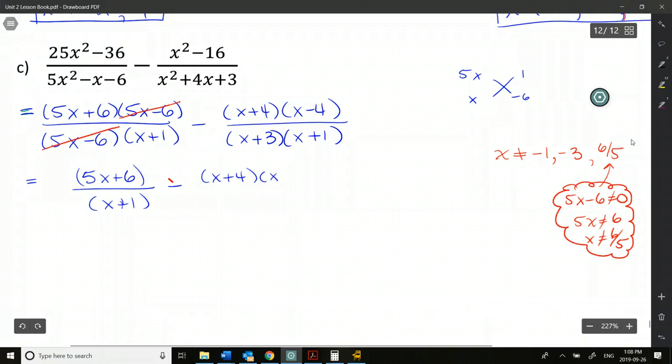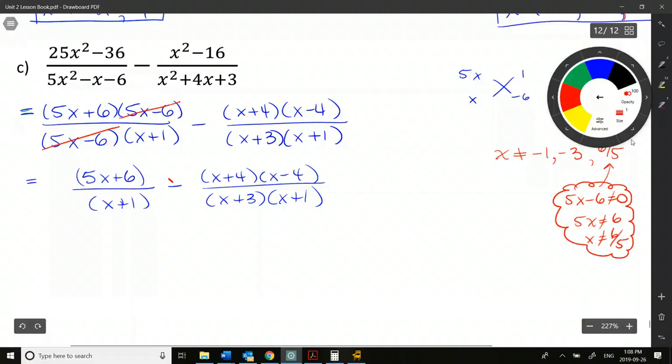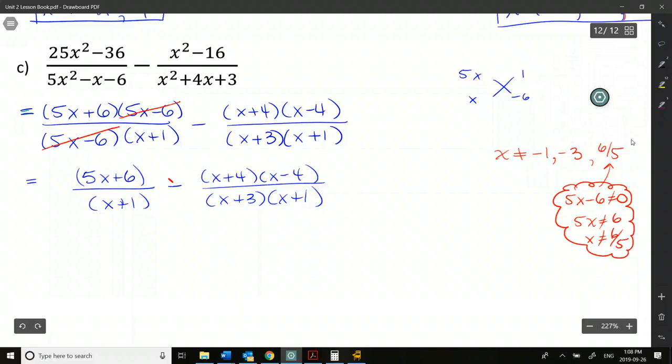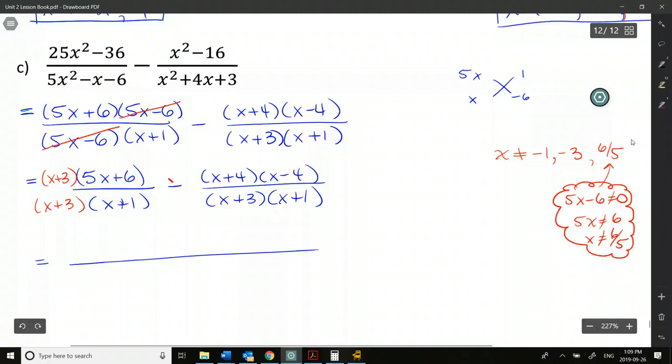Claire. Okay, now it's also way easier to find a common denominator here because the left side is just missing something that the right side has. So what is the left side missing that the right side has in the denominator? X plus 3, yep. Okay, now we have our common denominator. We're going to merge together.